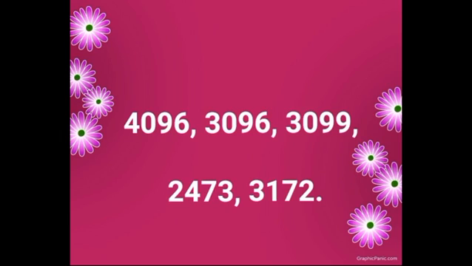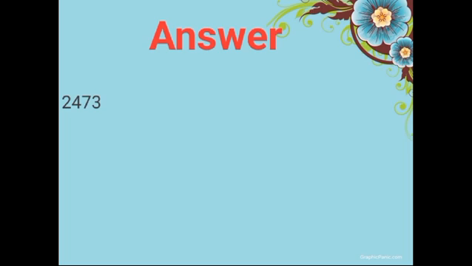Example 2: 4096, 3096, 3099, 2473, 3172. First, we compare the number in the thousands place. Can you tell me which number is small in the thousands place? Yes, 2. So, the first number is 2473.